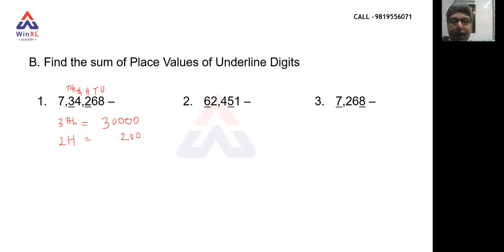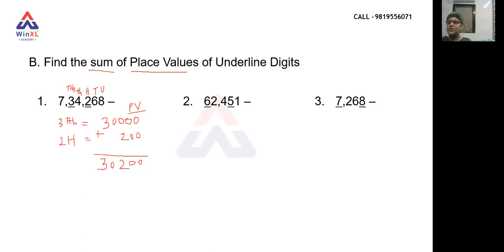What the question told us to do is find the sum of place values. We write down the place values of the underlined digits. Now we will do the addition, the sum of the place values. These are the place values. So we write 0, 0, 2, 0, and 3.